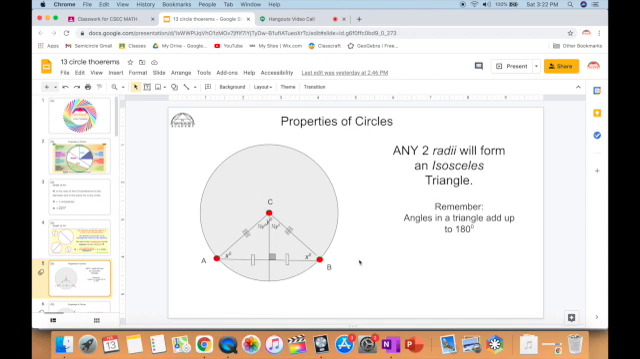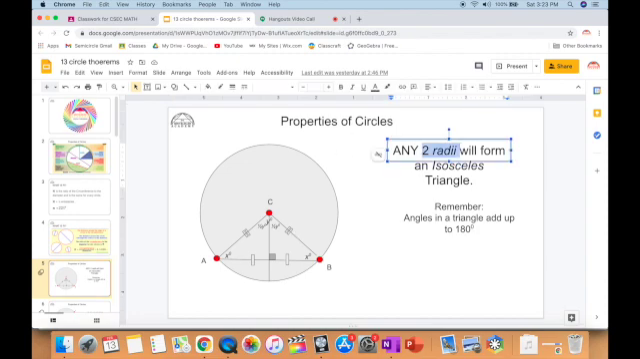Right? And this property, you could imagine it to be a kind of common sense kind of thing. This is the center of the circle here. I have one radius coming out, and I have another radius coming out. First thing you have to understand is that all of the radii, no matter how many you draw, will always be equal. Yeah? They will always be equal. So you have this radius here, CB, and you have the radius CA, and you're seeing that they're equal, right? So this property says that if I have two radii, they will form an isosceles triangle.